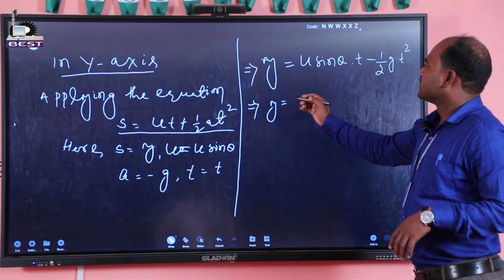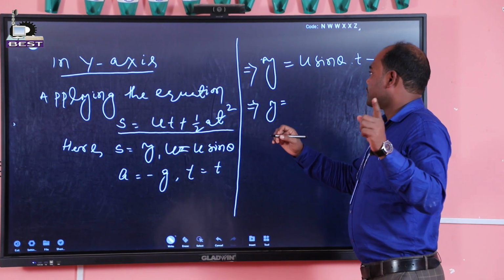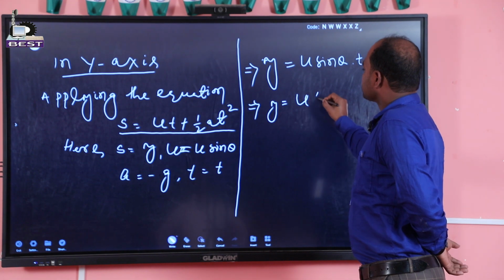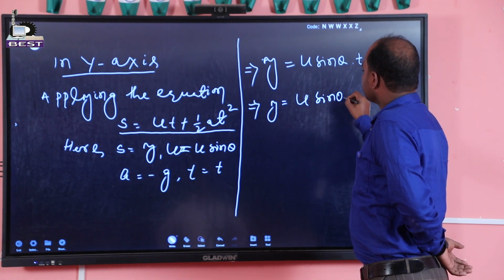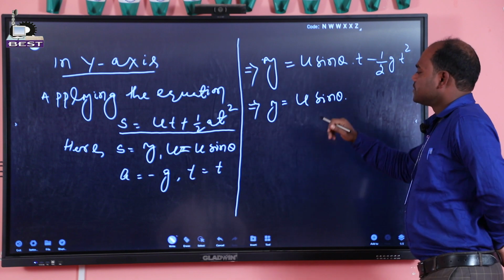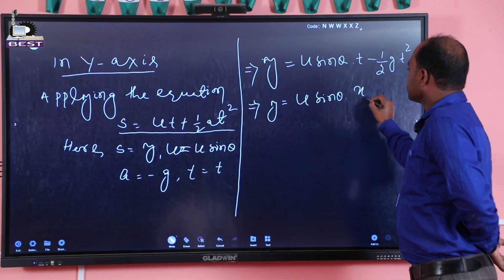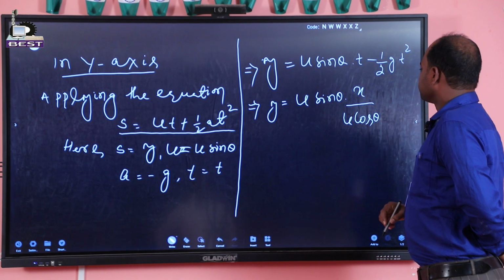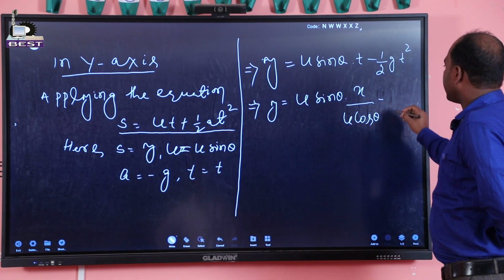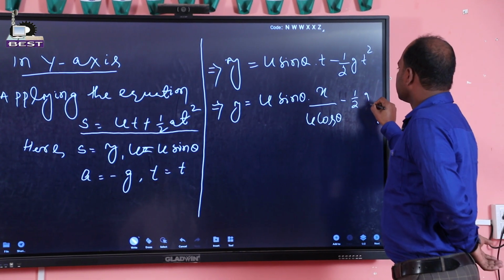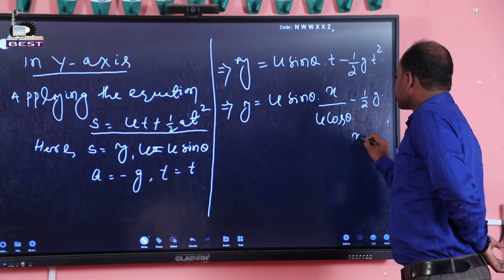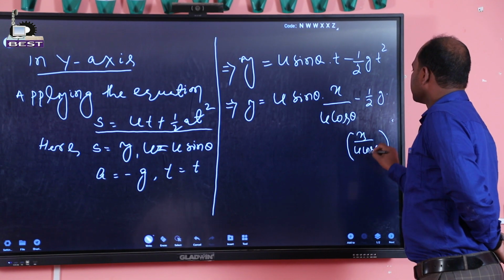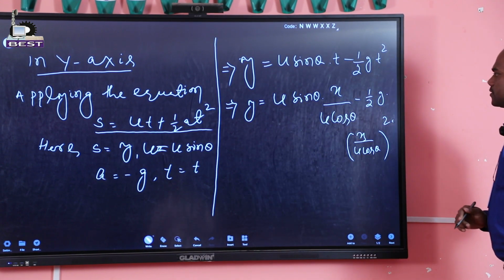We find the equation of trajectory by combining the x-axis equation and the y-axis equation. So putting the value of t from equation number 1, that is x by u cos theta, in u sin theta into t minus half g into x by u cos theta whole square.